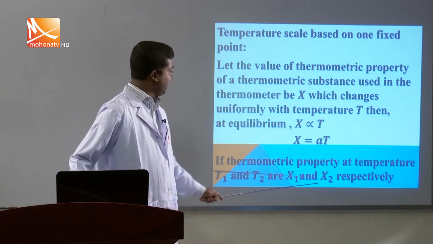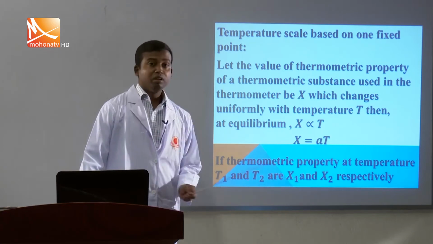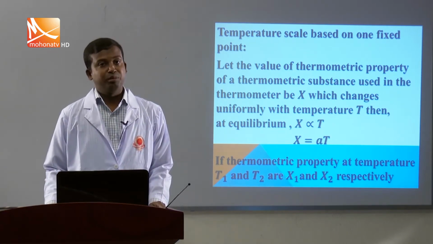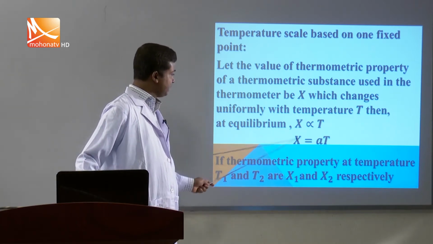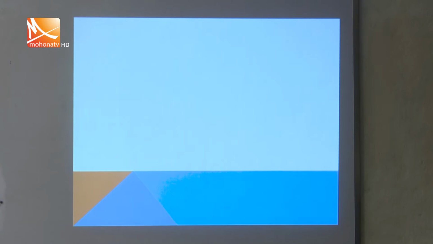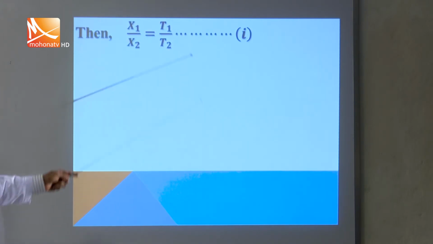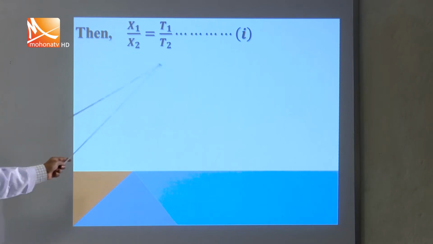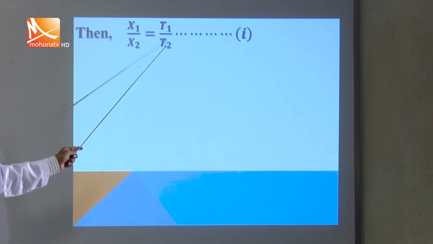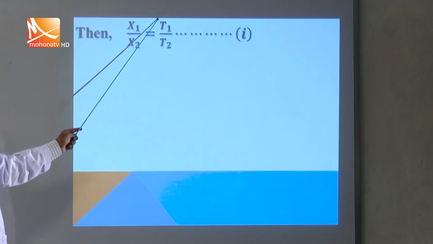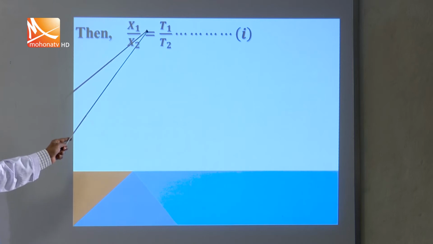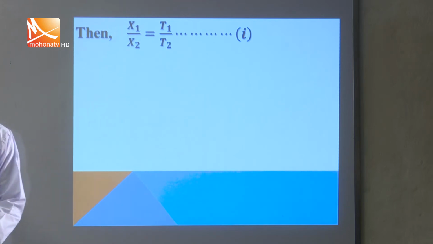are x1 and x2 respectively. That means x1 and x2 are the thermometric properties of the corresponding temperatures T1 and T2. Then what will be this equation? Simply, mathematically, you can write this. This is the relation between two thermometric properties x1 and x2 with their corresponding temperatures T1 and T2. If you consider one of these temperatures to be the triple point of water, considering its thermometric property, then what will be the equation?